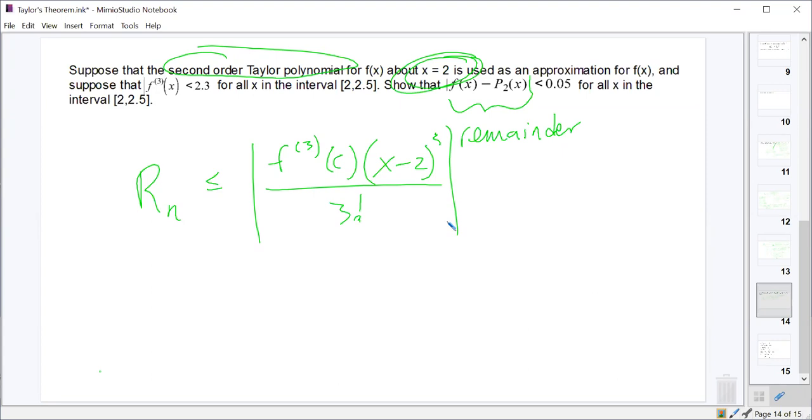Okay. Then we're talking about specifically the third derivative is always less than 2.3. So what's the largest possible value that the third derivative could be? 2.3. So we'll put in a 2.3. We know it's less than that, so we'll put in the 2.3. What goes in as our x value? Our x value should just be this 2.5 value that we're ending our interval at. So this becomes 2.5 minus 2 cubed over 3 factorial, 6. So that's our remainder.